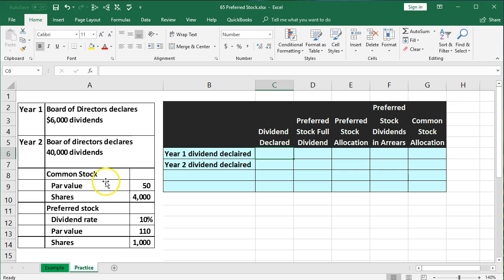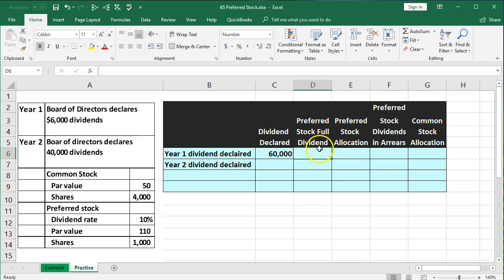So then we have the common stock, where we have a par value of 50 and the number of shares is 4,000 shares outstanding. Whereas we have the preferred stock, where the dividend rate is 10%. The par value is 110 and the number of shares is 1,000. So the dividends in year one, we're going to give out 6,000.